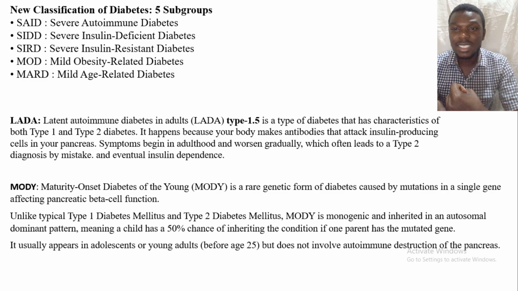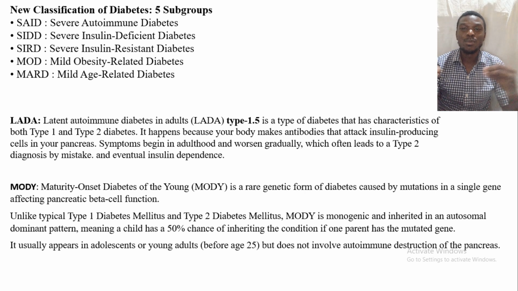Another type of diabetes is the LAD, Latent Autoimmune Diabetes in adults. So this one is sometimes called type 1.5. It's a type of diabetes that has characteristics of both type 1 and type 2 diabetes. So you have a patient that's obese, family history, then the patient also has the autoimmune against the beta cells. So the patient has got both. So this one is overlapping between type 1 and type 2.